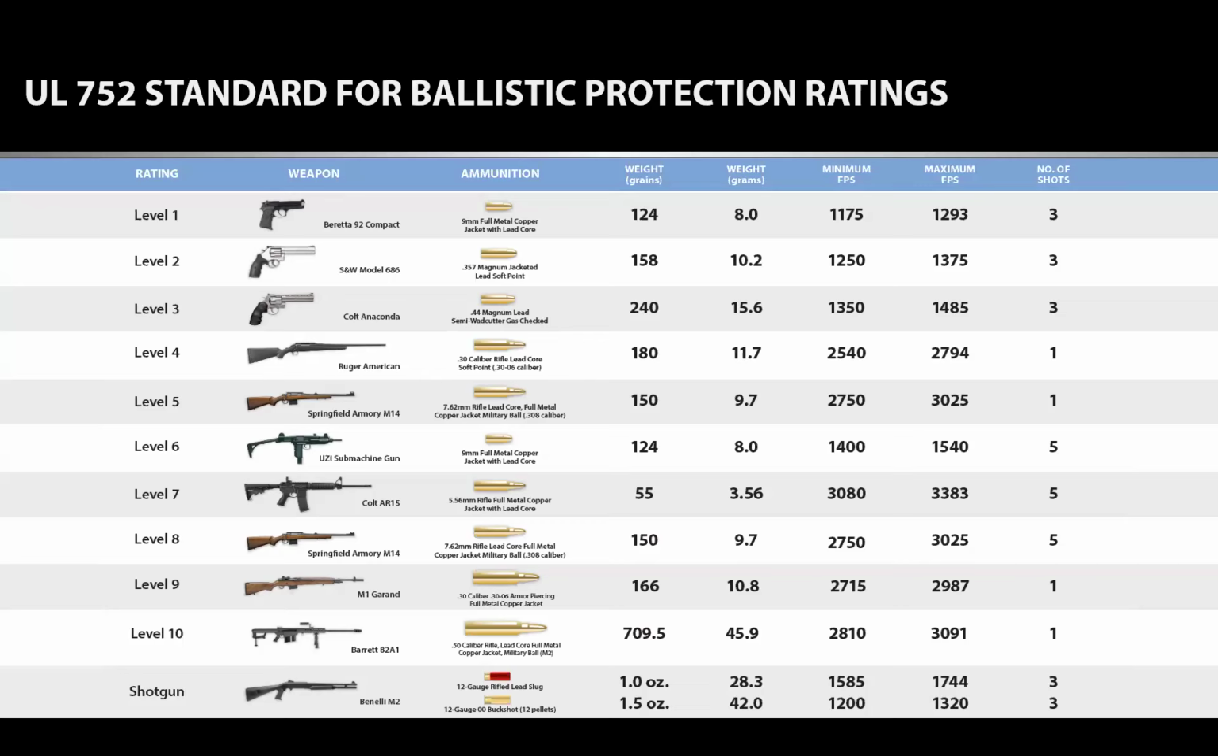I know it says Uzi submachine gun. They designate this as a rifle round purely because the barrel's a little longer on the Uzi submachine gun than it is on a 9mm. But if you look to the far right, they test this for a certain number of shots. As you can see there, levels 1 through 3, 3 times; 4 and 5, once; 6, 7, and 8, 5 times. The idea here around ballistic protection is that you are buying time.